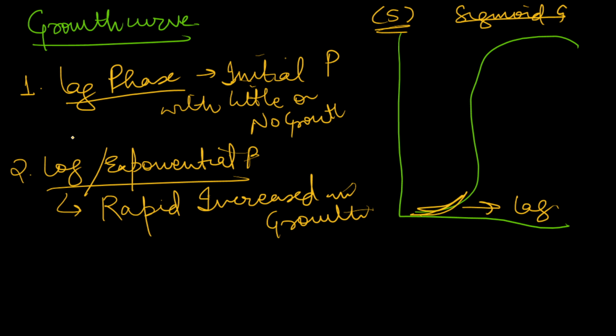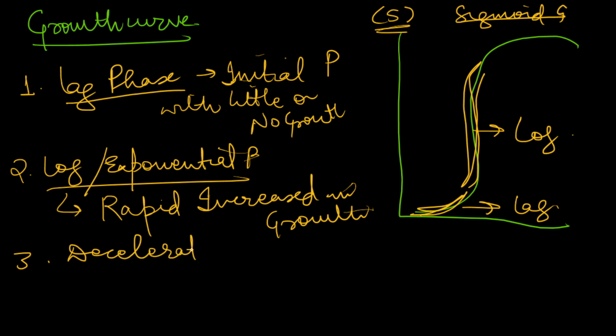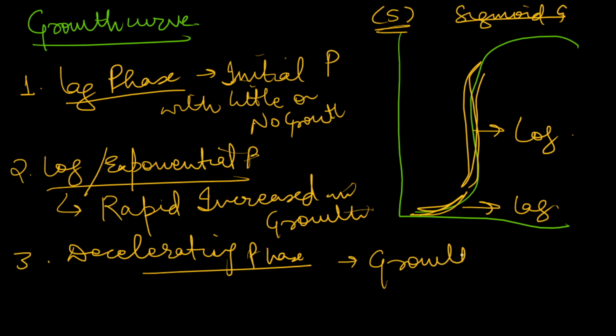The meristematic phase in statistical terms is known as the lag phase. So what happens here? Elongation. This is the rapid increase, known as the log phase. Then we have the decelerating phase. In the decelerating phase, growth starts to slow down. Growth reduces or slows down. You can see the growth is slowing here.